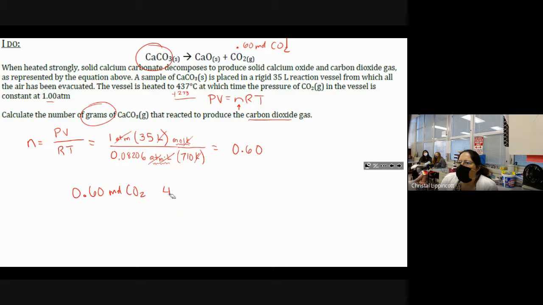This is a fine question. This would be moles of CO2 here. And now we're going to backtrack to get moles of this, which will equal moles of that. So that's going to be 0.60 moles of this, because this is in a one-to-one ratio. Sorry, it's been a Monday, you guys. I apologize. 0.60 moles of CaCO3. And now we want to know grams of CaCO3.